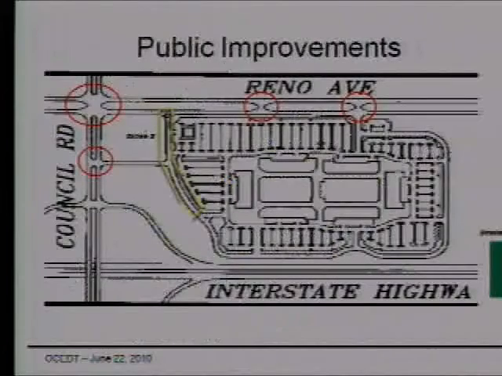Okay. The next slide shows you where the public improvements are scheduled to take place. The red circles are the traffic control improvements. Now, again, these were included in the original agreement, and there's been just a slight change in the estimated construction costs for those traffic improvements.